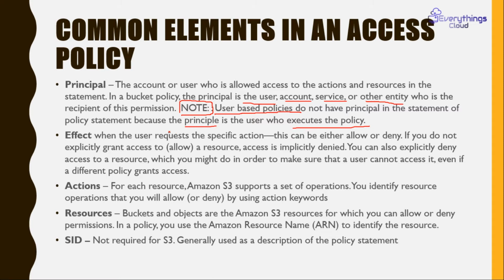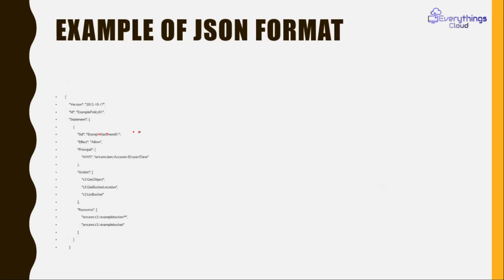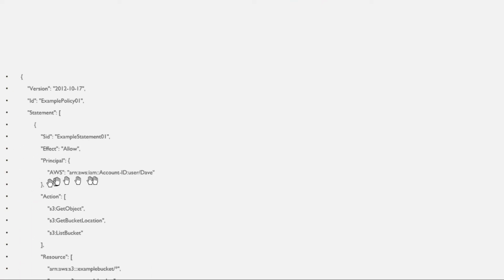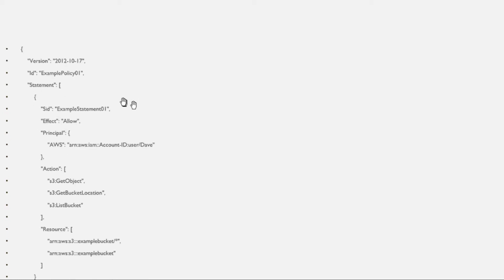Come back to the previous slide and let me zoom. So this is the part of the principal. It has an account ID, user, and the user name to whom you want to provide the access. This policy is for the bucket, so it has a principal. But in case of a user based policy, the principal won't be involved.